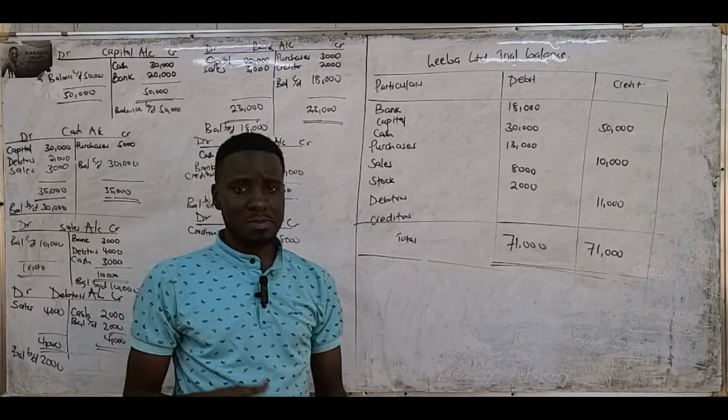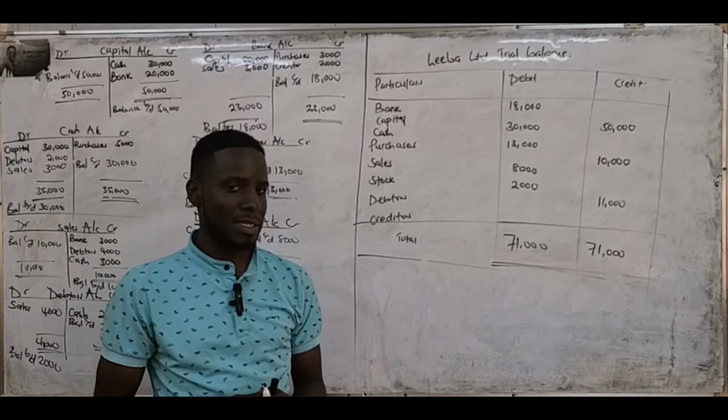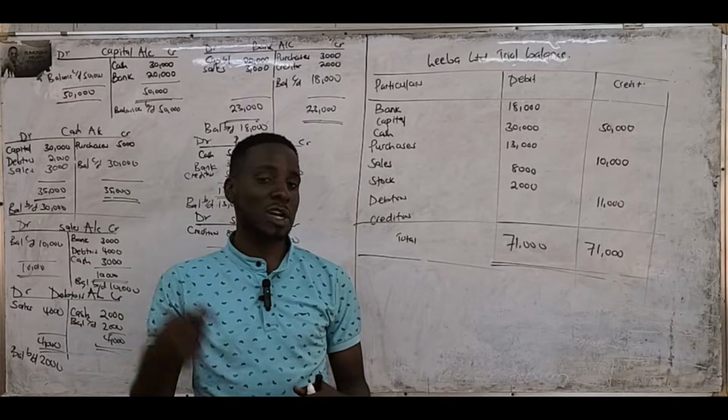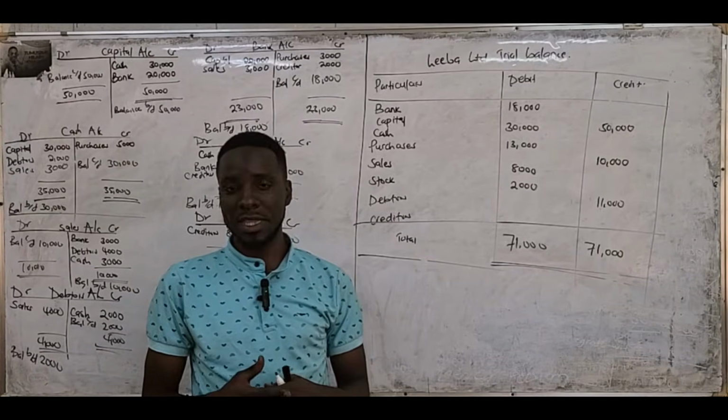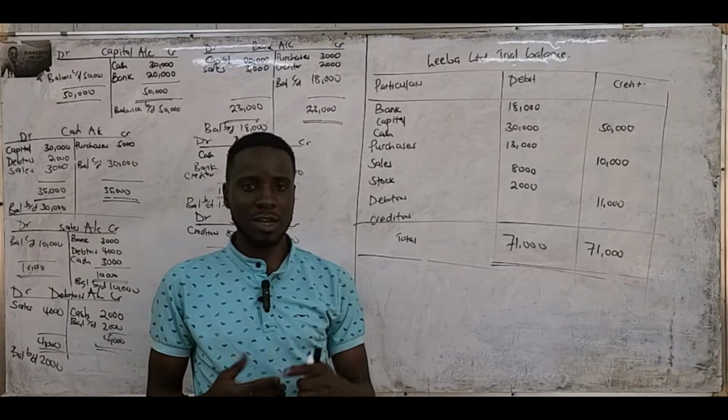Ladies and gentlemen, this is how we balance off our ledgers and extract a trial balance. I know we shall be doing more numbers together, and in case you have any questions, you can reach out to us. The number is always there, projected on the screen. Reach out to us for any further questions, and then we shall discuss.